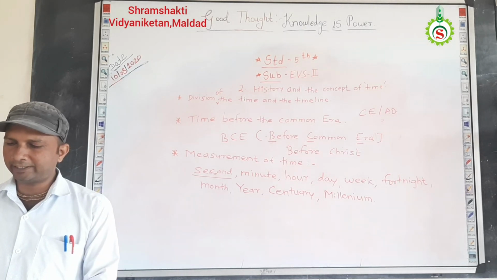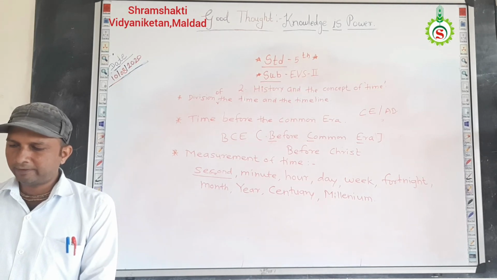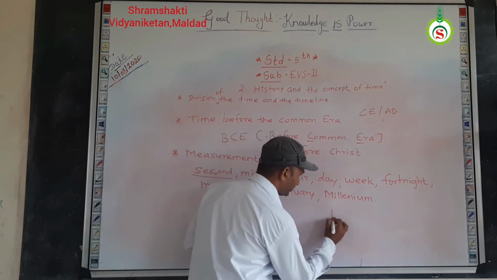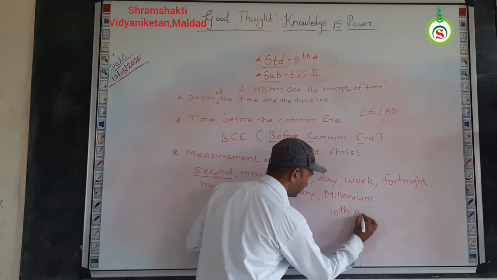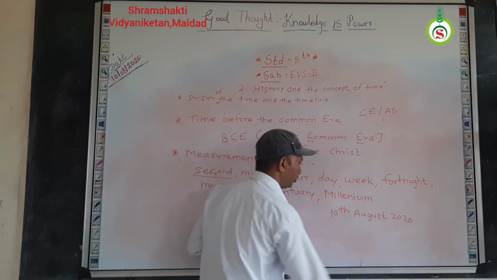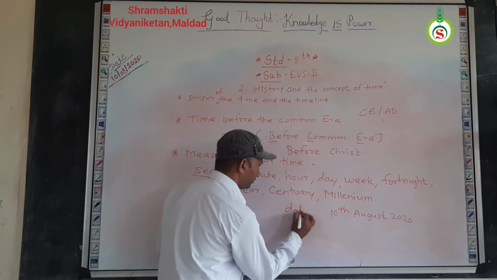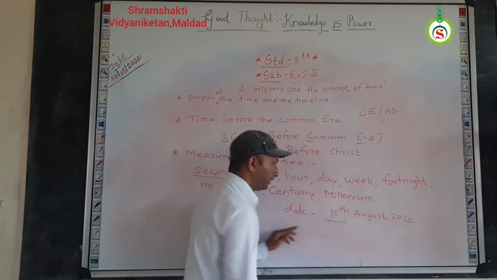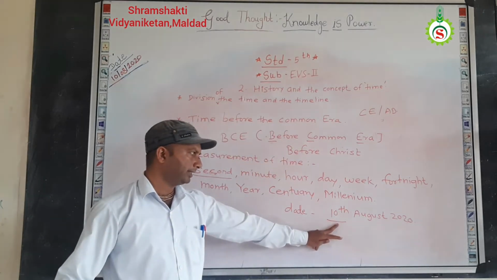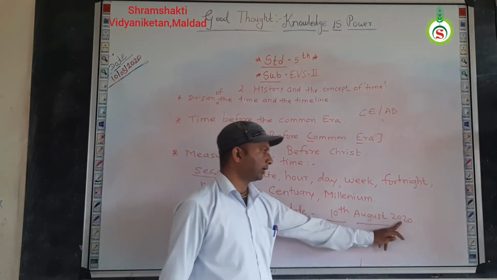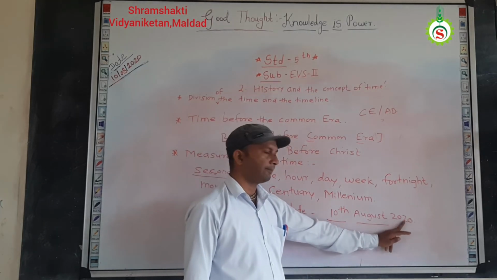We generally indicate a particular day by writing the date of that day. For example, today is 10th August 2020. So this is the method of writing the date. What does this 10 mean? It is the serial number of the day. Then August is the name of that month, and 2020 is the number of the year.